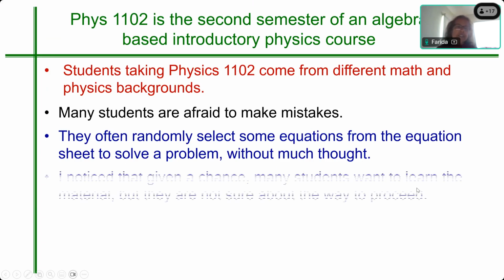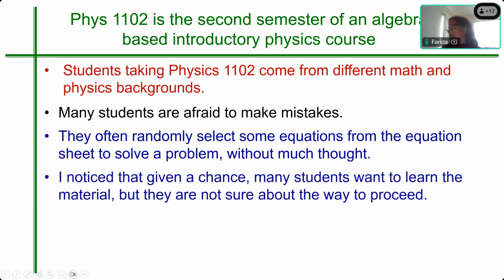What I notice when I interact a lot with my students, and when I get a chance when they talk to me, is that many of them, we can't reach everybody, it's a large class, really do want to learn the material, but they have no idea how to go about it. So as a result, they put their emphasis in the wrong place.